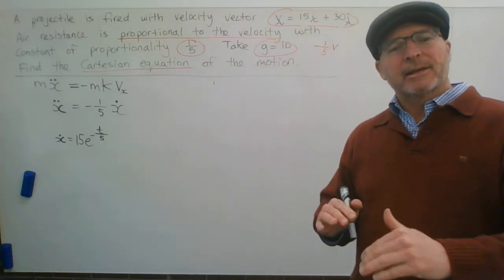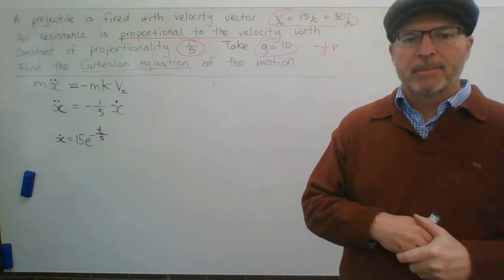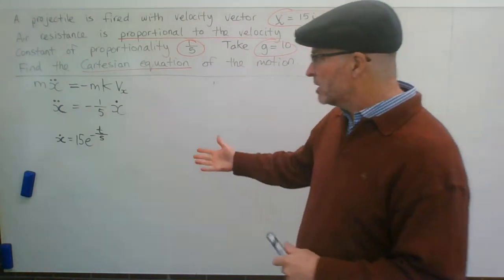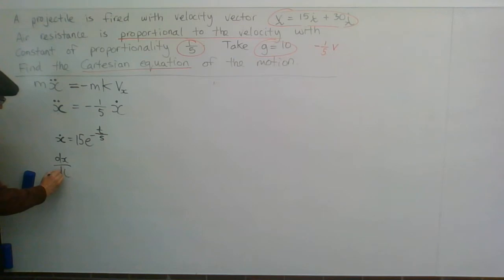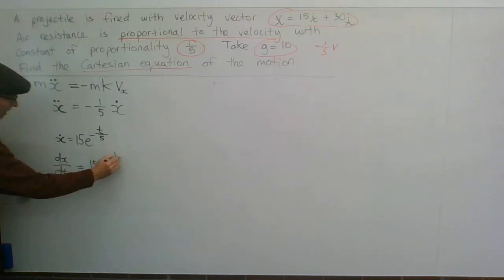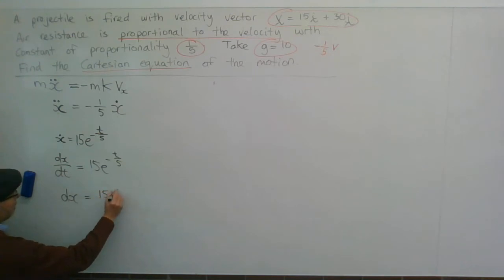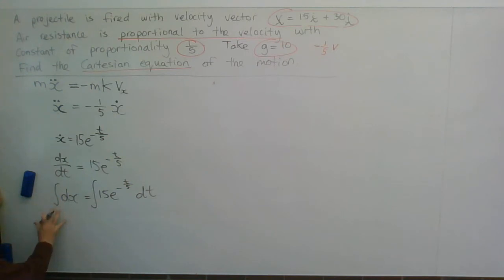Now, I wanted to get the horizontal displacement in terms of time and the vertical displacement in terms of time, so I could then eliminate the time parameter and put those two together to make the Cartesian equation. So we need to integrate again to get to the next step. So I want to integrate this. This says dx/dt is equal to 15e to the minus t on 5. So dx is equal to 15e to the minus t on 5 dt. So I'm going to do those two integrals there.